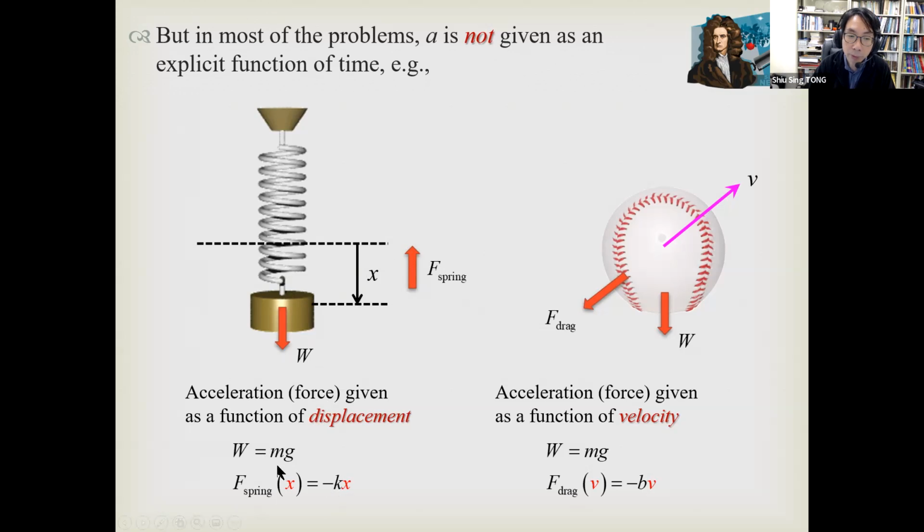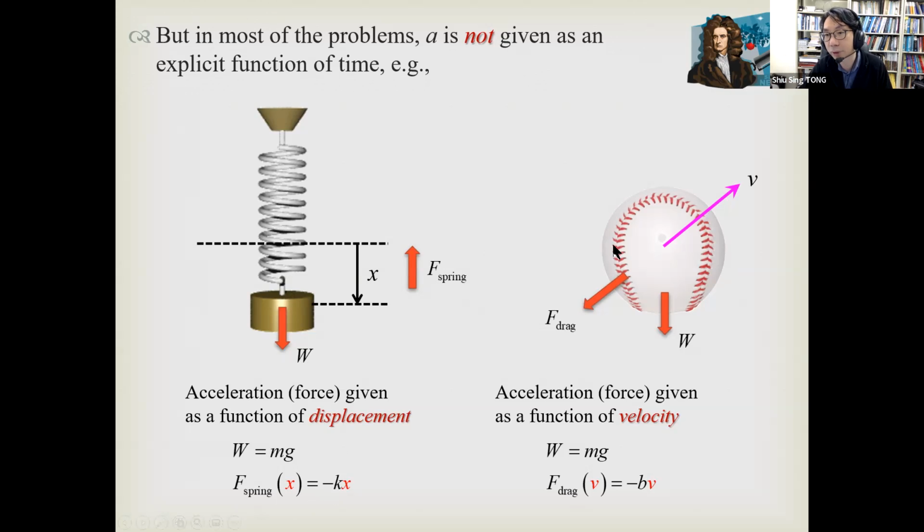Now you can see here, the force on the spring is not given as a function of time. It is given as a function of position. If the mass is in a different position, it experiences different forces due to the spring. If I pull it downwards more, then the restoring force of the spring will be larger. So F is a function of position.